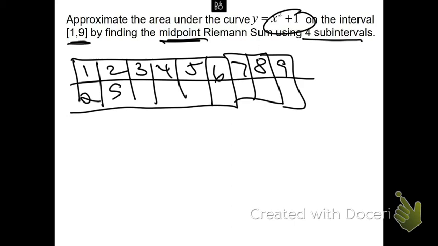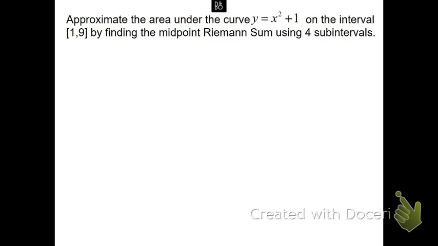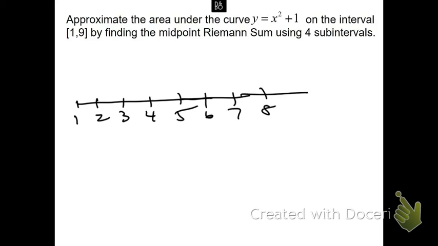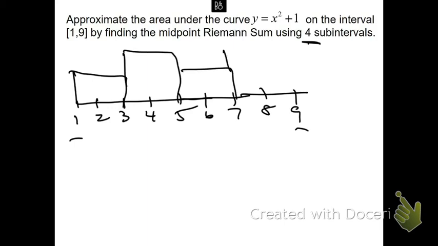I have to go from 1 to 9. I'm still going to do from 1 to 9. I'm going to go ahead and count that out. 1, 2, 3, 4, 5, 6, 7, 8, 9. And I'm going to make 4 rectangles. Well, we're going from 9 to 1. That would be 8. Divide by 4. I'm guessing that they need to be width of 2. Let's see if I'm right. Yeah, that works. And yes, you can always do that.